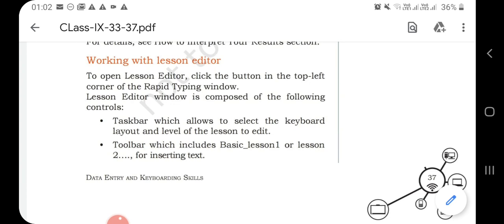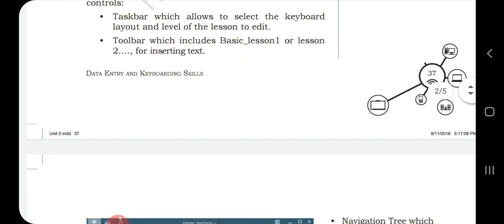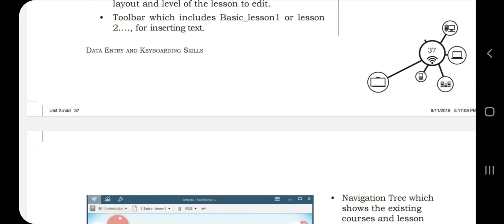Various components of the lesson editor window. First is the taskbar. The taskbar allows you to select the keyboard layout and level of the lesson you would like to edit. Second is the toolbar, which includes basic lessons like lesson 1, lesson 2, and the toolbar contains buttons for adding, removing, inserting, and saving existing courses and lessons.